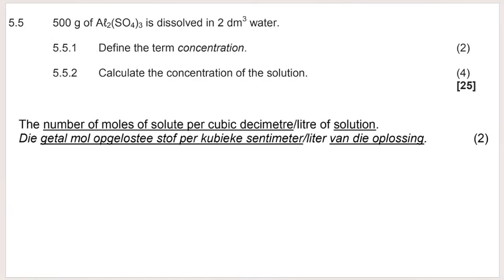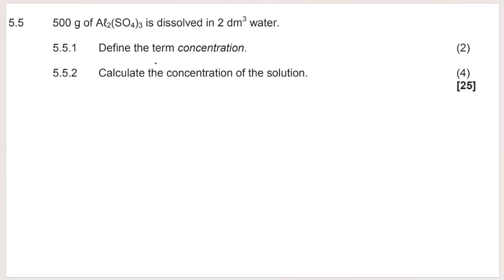So that's the number of moles of solute per cubic decimeter of solution. Think about concentration. The formula is n divided by V. It's the number of moles of the solute per, which means divided by, cubic decimeter of solution. So moles per cubic decimeter. Calculate the concentration of the solution. So we have this formula, or we can use this one, c equals m over MV.